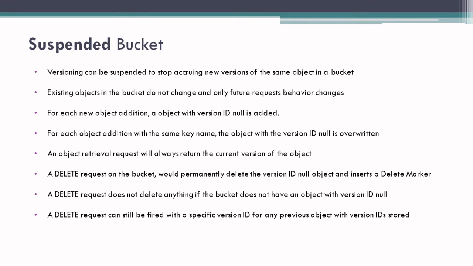A delete request can still be fired with a specific version ID for any previous object with a version ID stored. If you want to get an older version, you can still call the get request and get the previous version. You can also call a delete request with a specific version ID, so that specific version can be deleted permanently by specifying the version ID in the delete request.